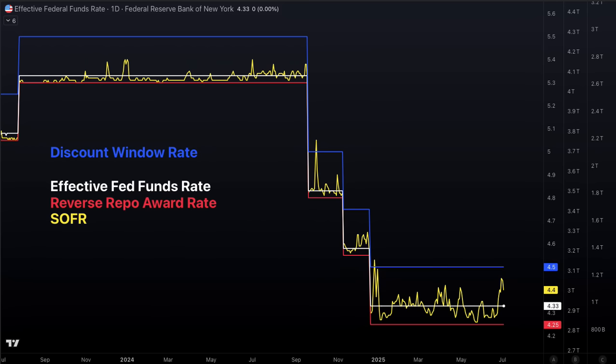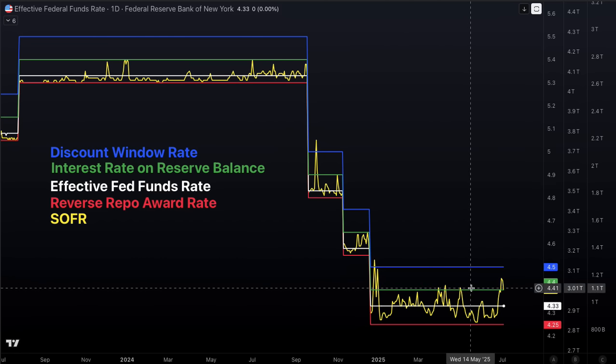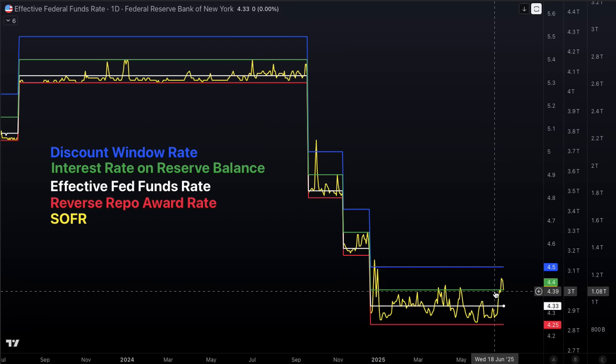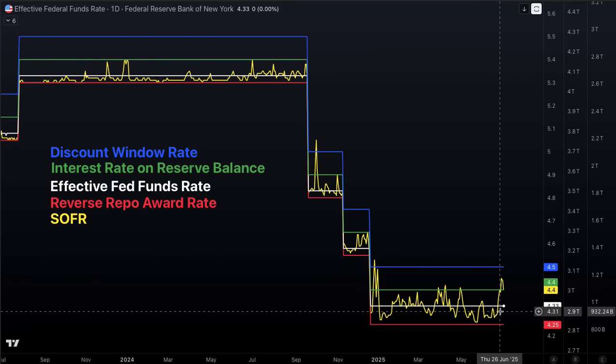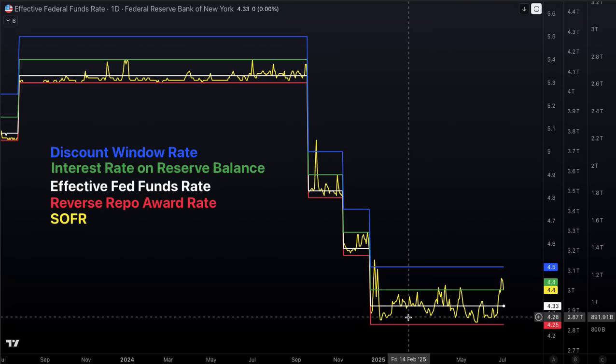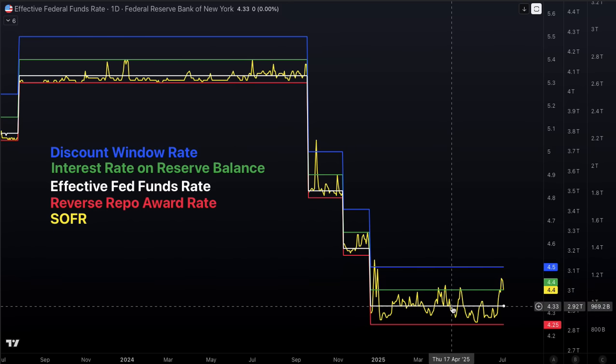Now, there's another one here called the IORB. This is the interest on reserve balance, IORB, and this is in green. Now, I wasn't paying attention to markets while this was going on, but from the papers that I've read, this IORB used to actually be below the federal funds rate. And it was used by the Fed much more to set a floor below the value of the dollar, right, on the downside. Well, now we can see the interest rate on reserve balance is actually above the federal funds rate.